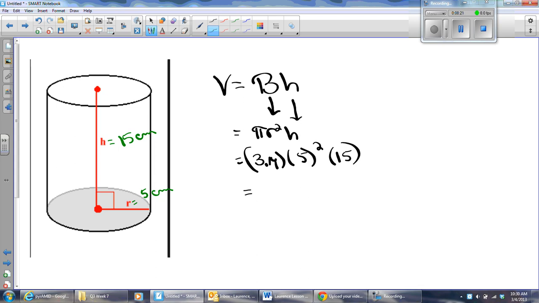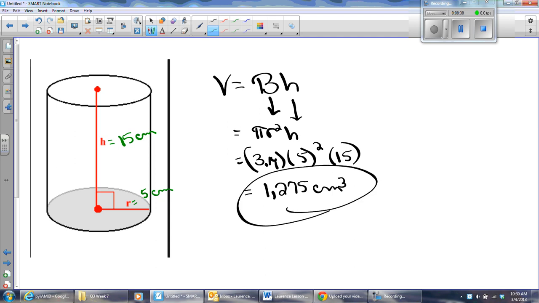So 3.14 times 25 times 15. We're wondering where 25 is coming from. It's the 5 squared. So I've got 1,275 centimeters cubed because we're doing volume. Centimeters was here. We had 5 centimeters squared, which is 25 centimeters times centimeters squared. And then this 15 is also 15 centimeters. So there's where the cube comes from. We got centimeters squared times plain old centimeters.